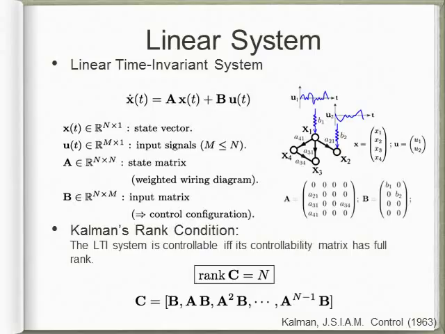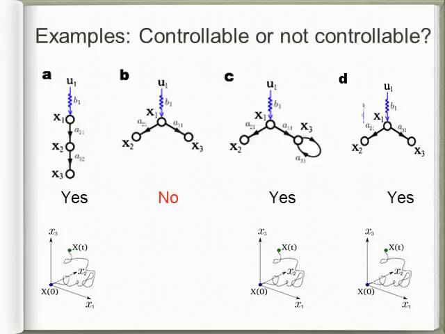So one fundamental contribution of Kalman in control theory is the rank condition for checking the controllability of a linear time invariant system. Basically, this system is controllable if and only if its controllability matrix has full rank. And this controllability matrix has a very strange form. I'm going to explain why this definition of controllability matrix makes sense in a few slides. So I'll give you a few examples.